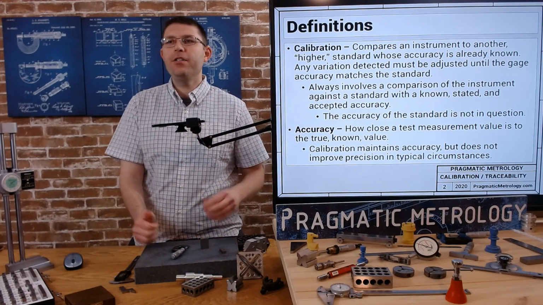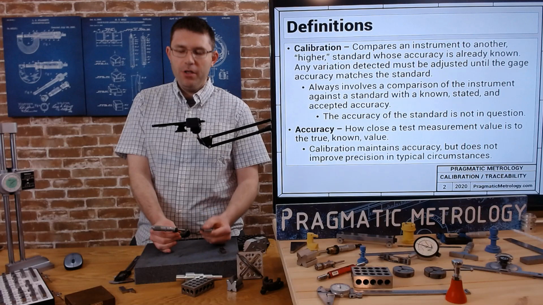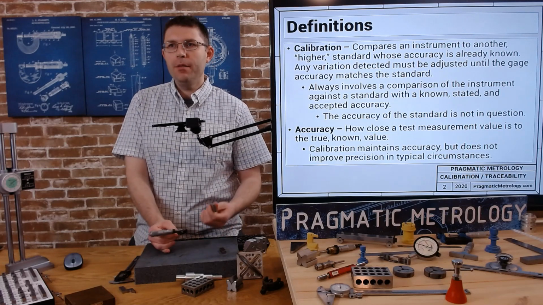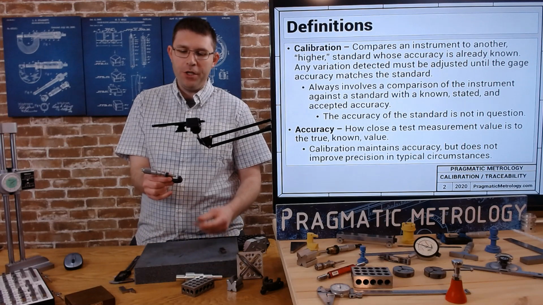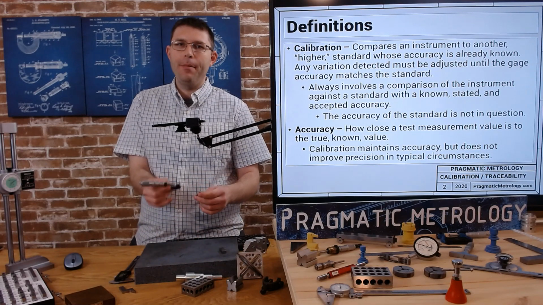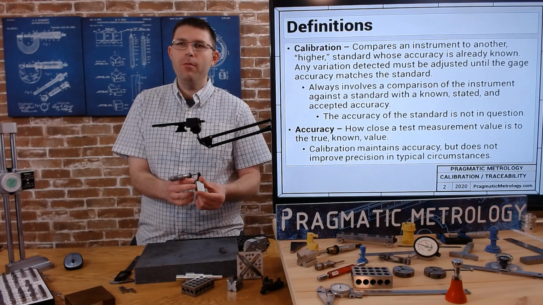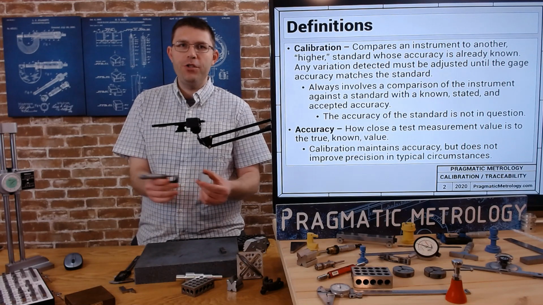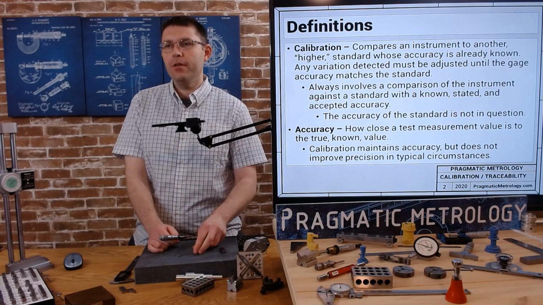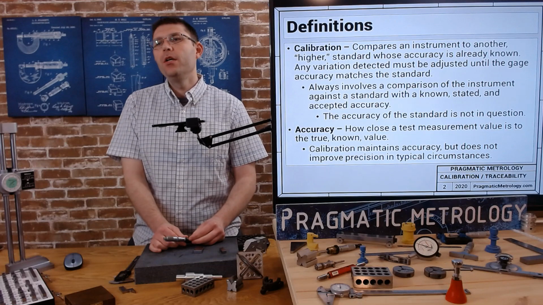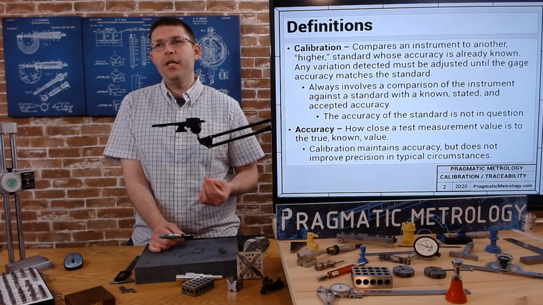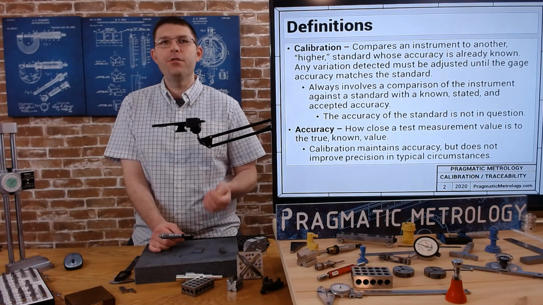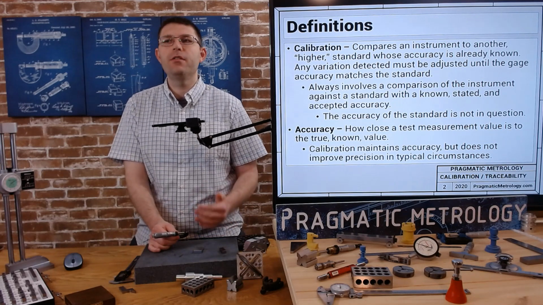Any variation that you detect between your gauge and your standard must be adjusted until they read the same. So if I'm reading 1 inch and 2/10,000ths with my micrometer, but I know this Joe block is 1 inch, I need to adjust my micrometer until they match. So calibration always involves comparing an instrument against another standard. You're always comparing something to something else.